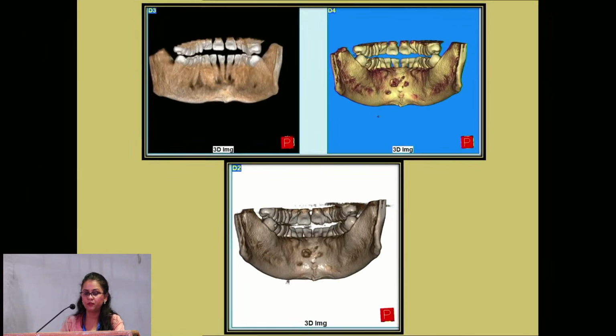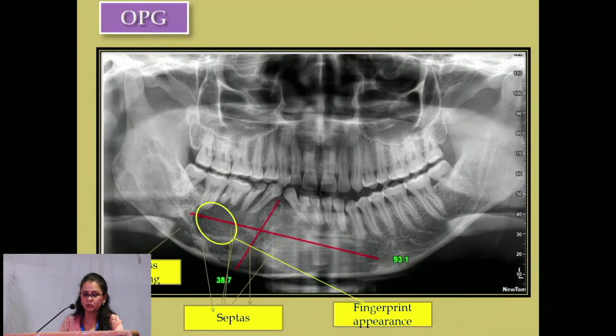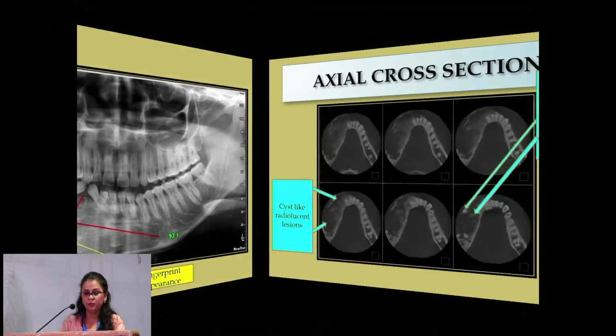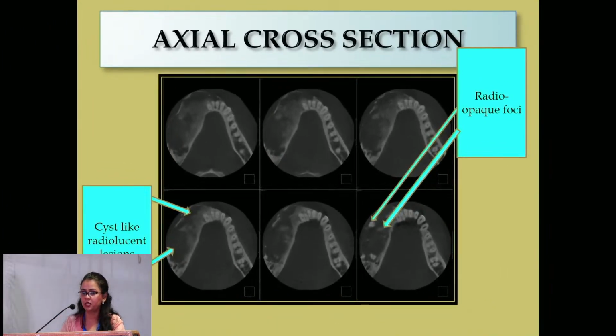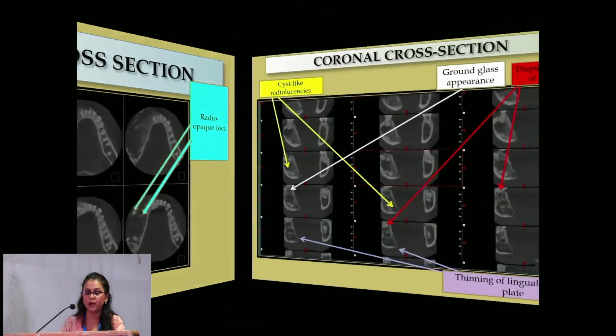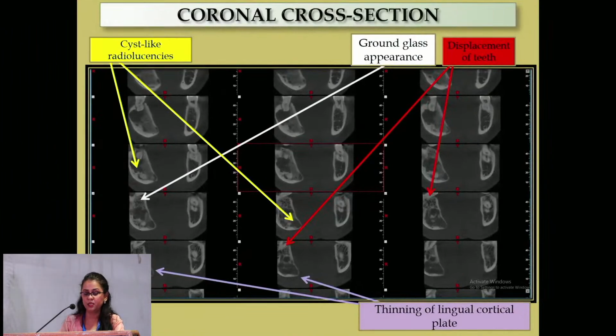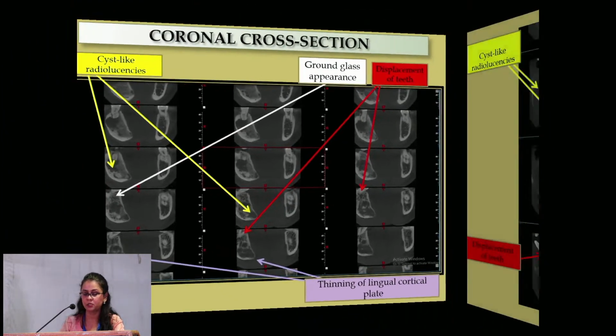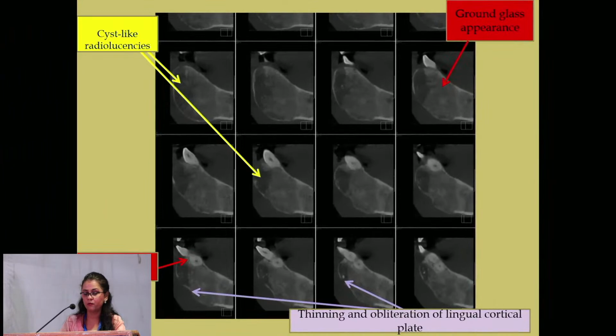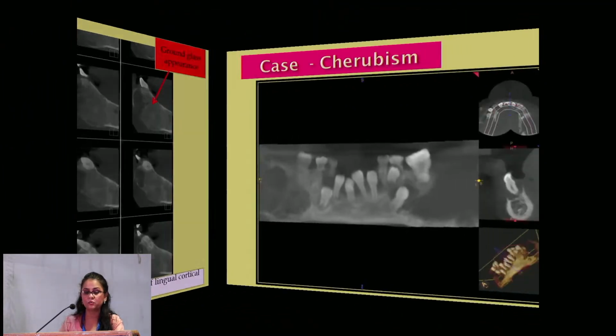The destruction of the bone. So this is just the appearance that you will see in a fibroosseous lesion. A thumbprint appearance will be there. There will be mixed radiolucent radio-opaque foci. There will be displacement of teeth. There will be a ground glass appearance. This is more for the teaching for a postgraduate student.